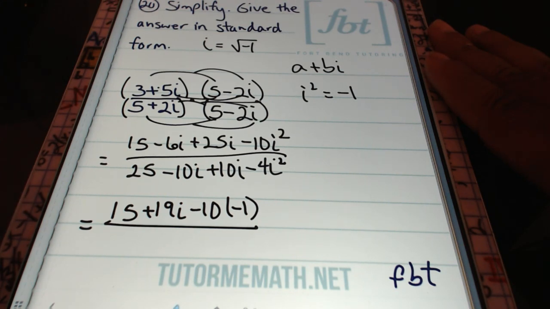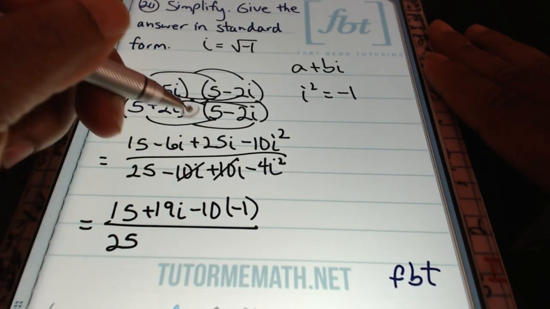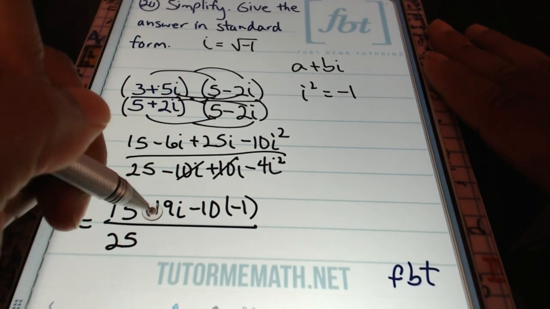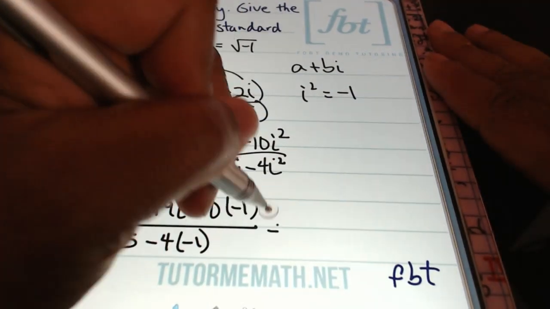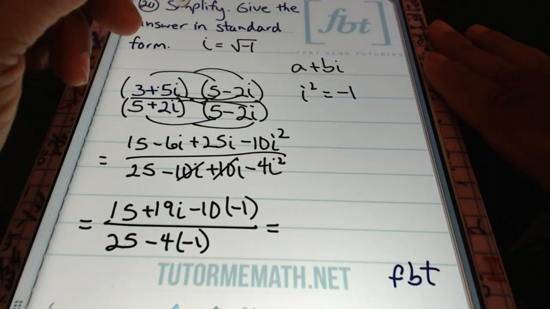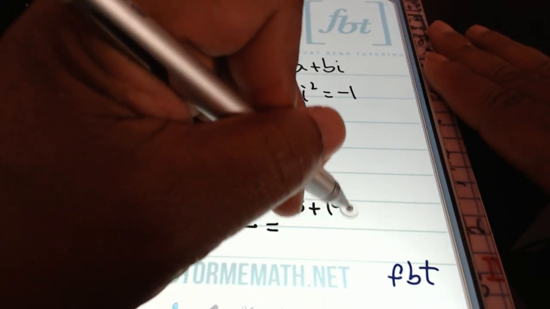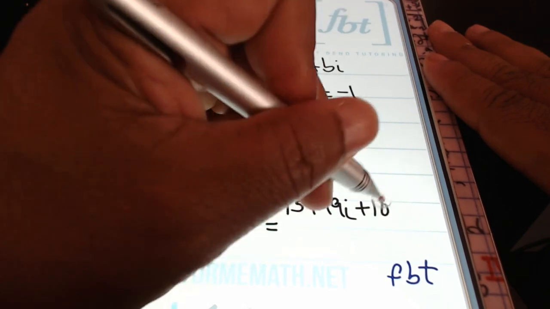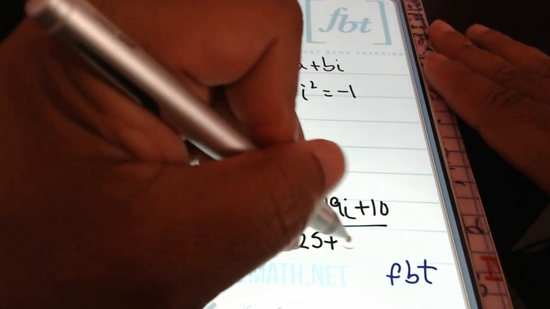So next, we'll end up canceling out the middle terms in the denominator. They'll cancel. This is going to be minus 4 times negative 1. And now, in our numerator, we'll have 15 plus 19i plus 10. In the denominator, you have 25 plus 4.